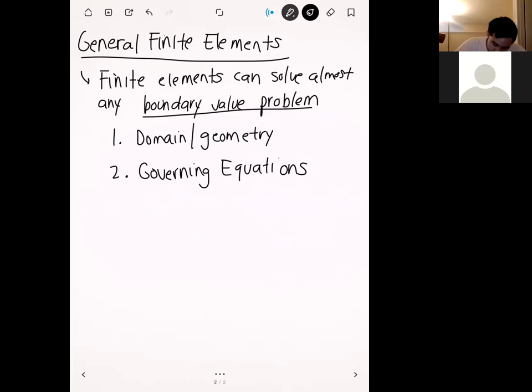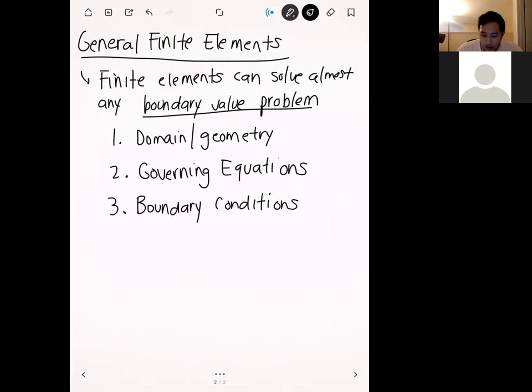Okay? All right. And then the last aspect of the boundary value problem that we talked about was the boundary conditions. Okay. And remember, the boundary conditions define any of the loads and constraints that are acting on the exterior of your domain. Okay. And so, if you have an engineering problem where you have all these things, then you can classify it as a boundary value problem that you can solve with finite elements.